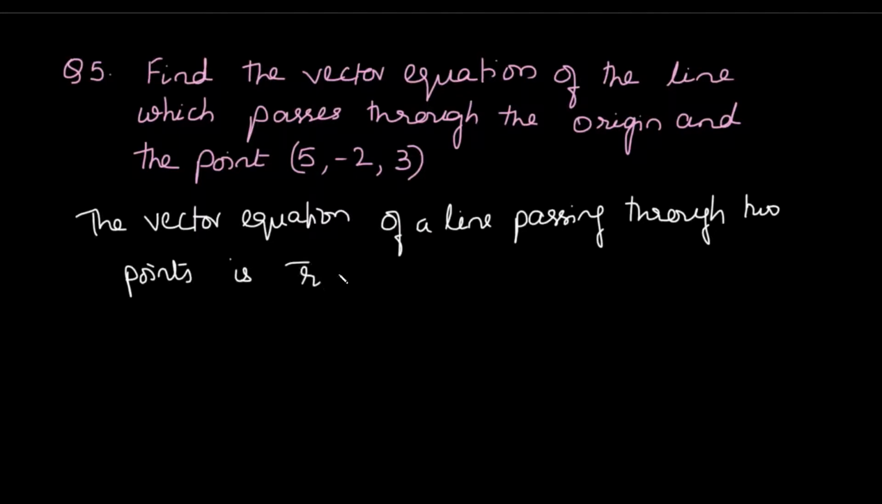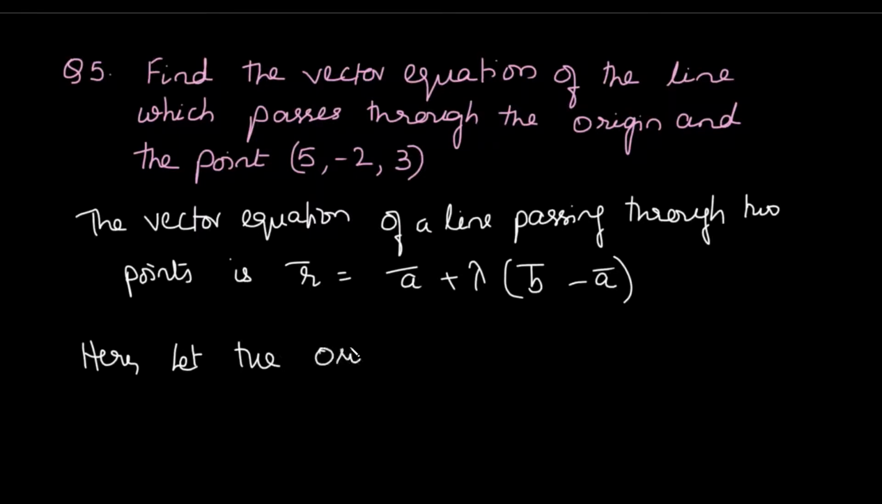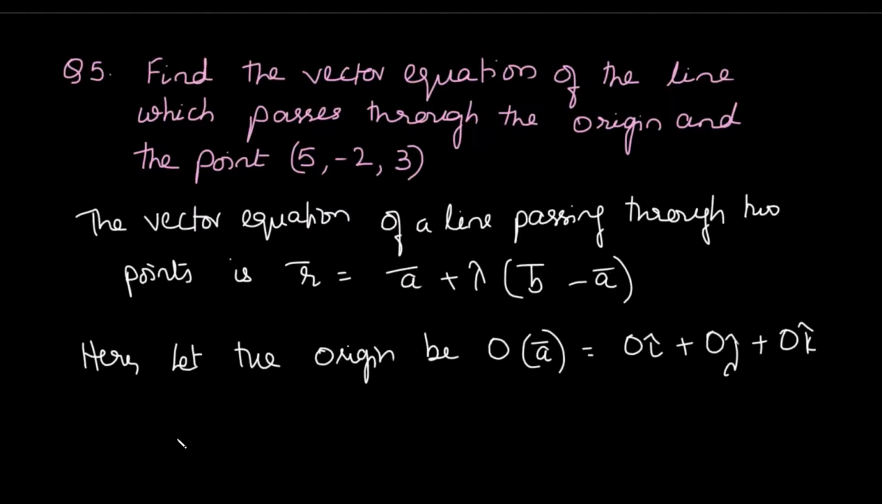The line is given by r is equal to a plus lambda times (b minus a), where lambda is any scalar. So here, suppose we take the origin as a. Let the origin be O with position vector a, which is 0i plus 0j plus 0k. And let b be the other given point, b is equal to 5i minus 2j plus 3k.